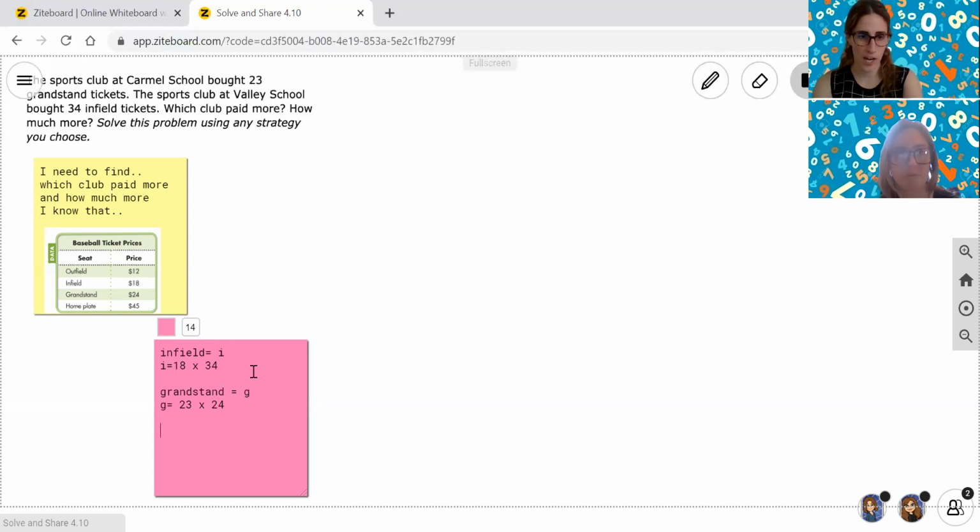And then the subtraction equation, how can we set that up? I can subtract either I or G from each other. So I'm just going to write subtract the products from infield and grandstand, because we're not sure which is larger.